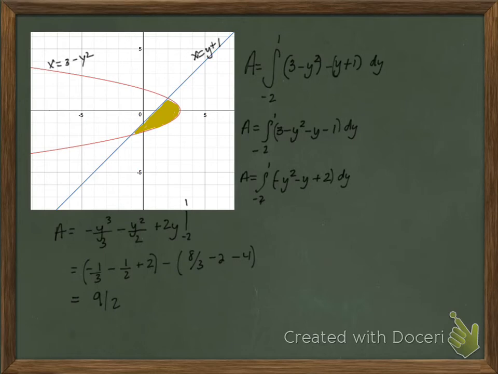So if I integrate the function, I get negative y cubed over 3 minus y squared over 2 plus 2y. Excuse me. And then I'm going to integrate from negative 2 to 1. So I'm going to plug my 1 in first. I get negative 1/3 minus 1/2 plus 2. And I'm plugging in my negative 2 into the y value. And I get positive 8/3 minus 2 minus 4. And then I just need to simplify that. And I get my answer is 9/2.